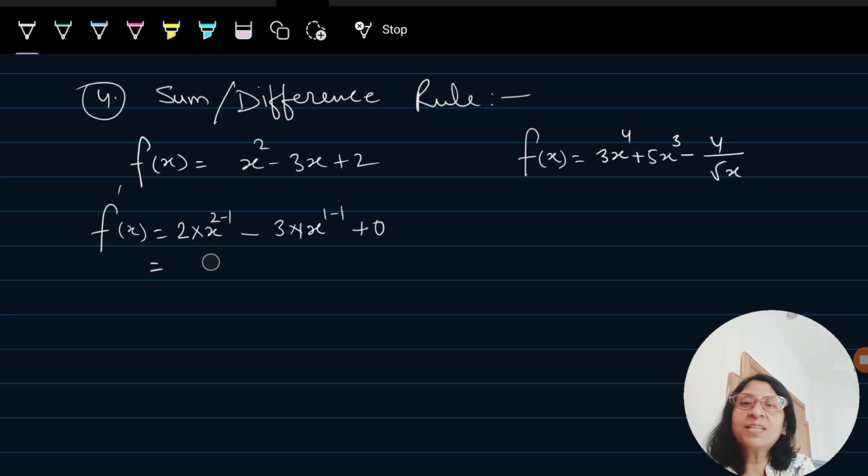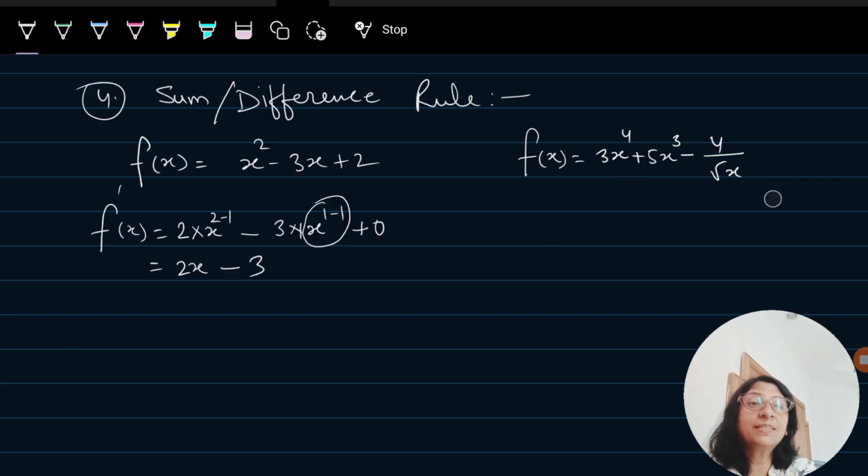Okay. So now what is the answer? Here the answer will be 2x, because 2 minus 1 is 1, so x. And minus, because this is x to the power 1 minus 1, so this will be x to the power 0. So 3 into 1. X to the power 0 is equal to 1. Don't be confused with it, right? So here our answer will be 2x minus 3. Isn't it easy? You have to follow.